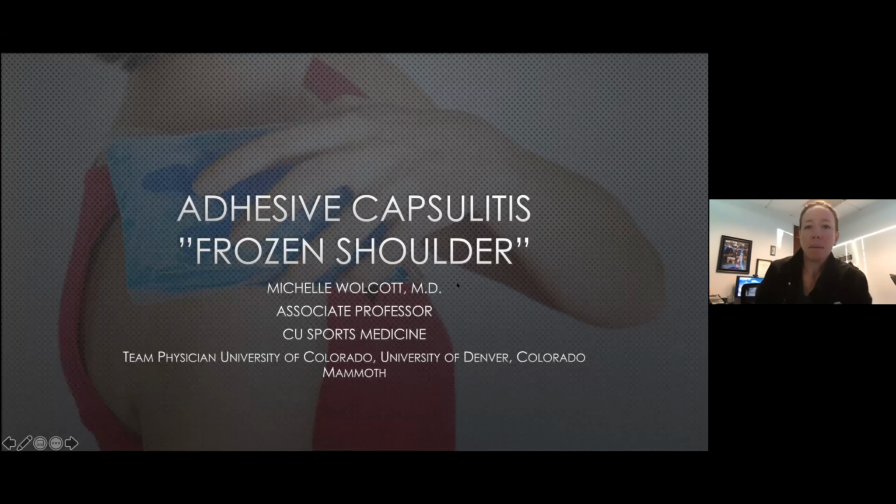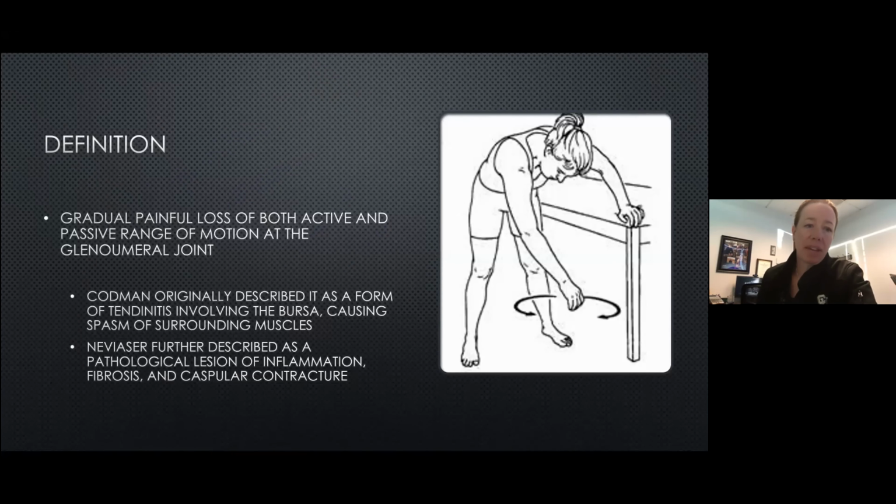All right, so I'm going to talk about adhesive capsulitis. It is the great imitator, and some of the things that Dr. Meyer just talked about can seem more obvious when you get a little bit better physical exam and a history, but there are times when that's not very easy to distinguish. So we're going to go through adhesive capsulitis and discuss when that is a more obvious diagnosis.